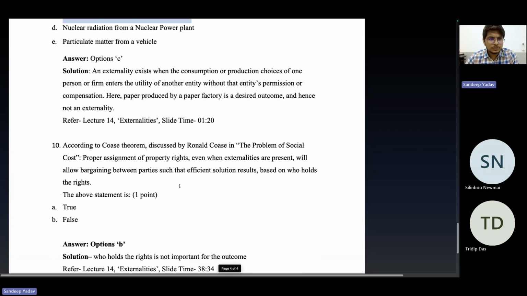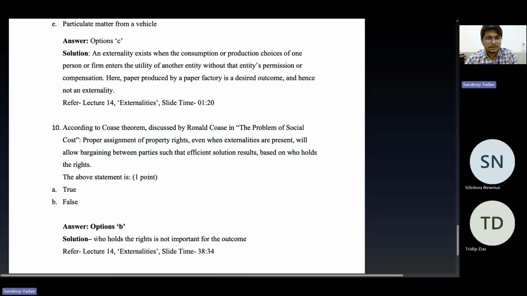Now moving to the final question. According to the Coase theorem discussed by Ronald Coase in The Problem of Social Cost, proposed assignment of property rights even when externalities are present will allow bargaining between parties such that an efficient solution results based on who holds the rights. So that statement is false. Who holds the right is not important for the outcome. Here, in this statement, the rest of all the statements are true.